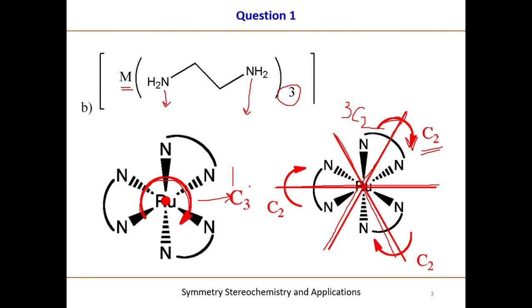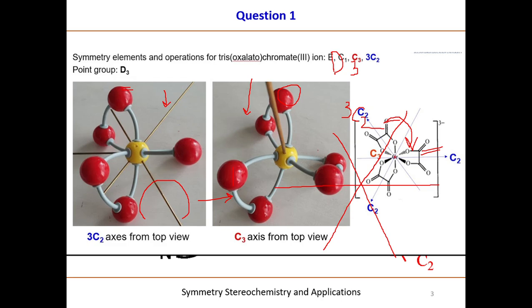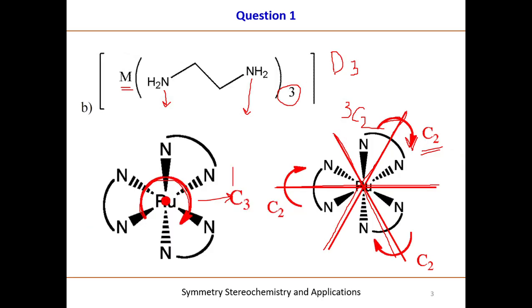That means now we can write here, because on the basis of the principal axis we are writing 3, and both subsidiary and principal axes are present. That's why we are writing D3. Okay, D3.